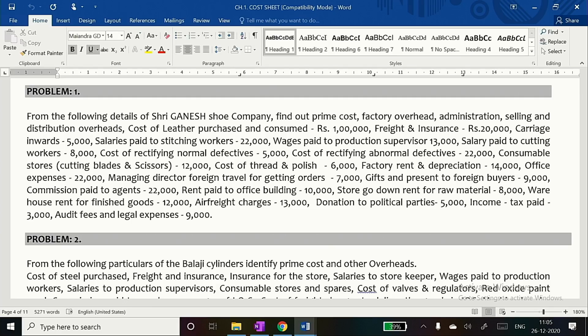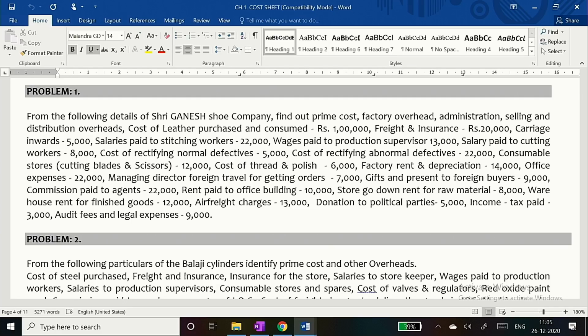See, first is cost of leather. So this is a manufacturing process which involves conversion of leather to shoe uppers, and then shoe uppers will be exported to foreign countries. This is the production process.